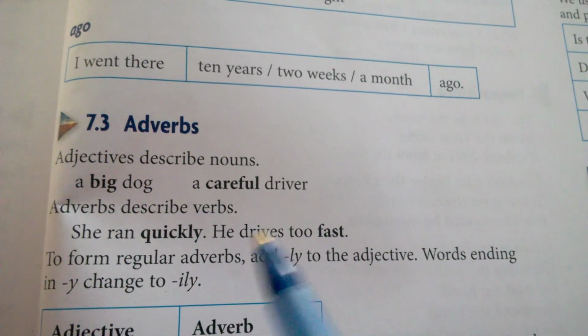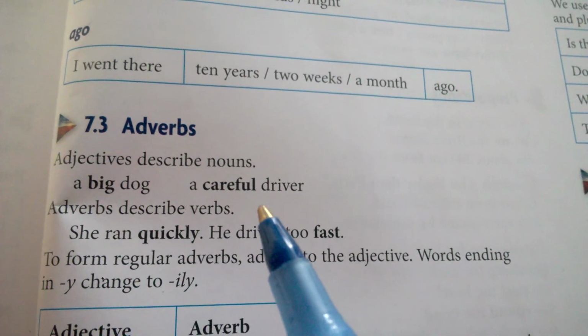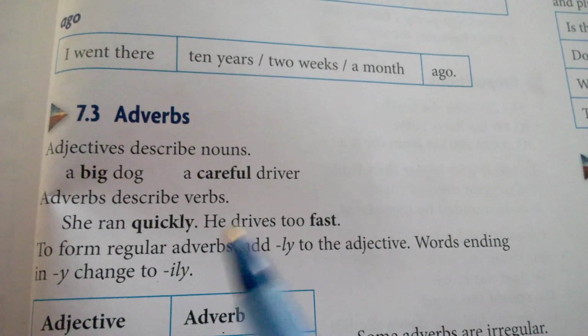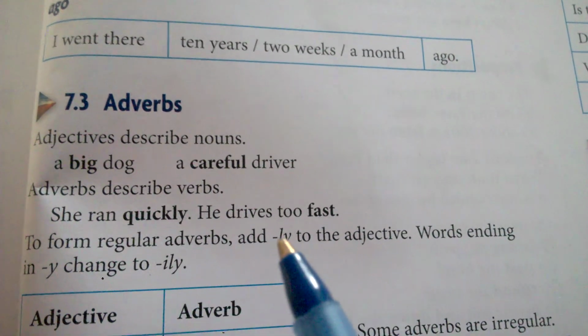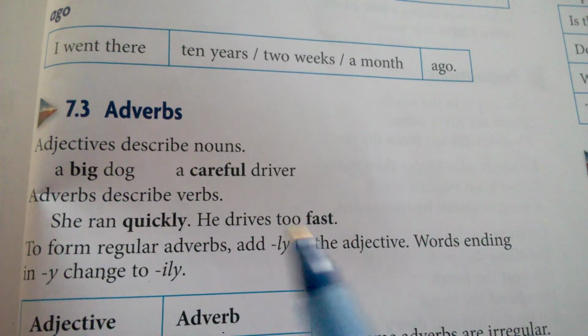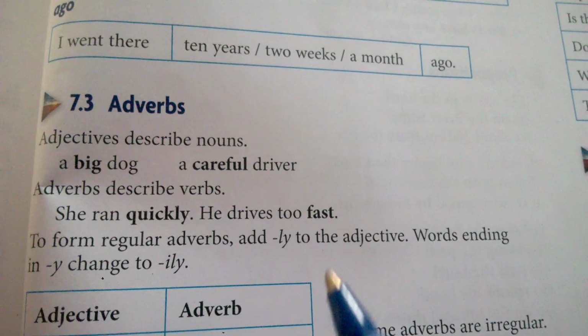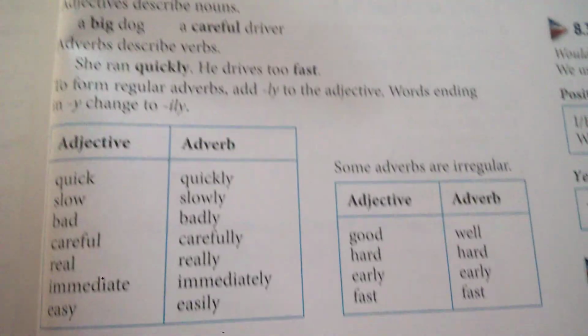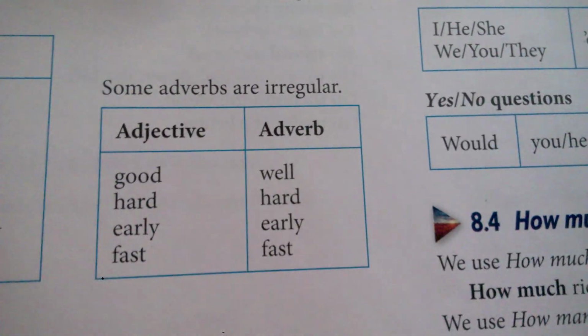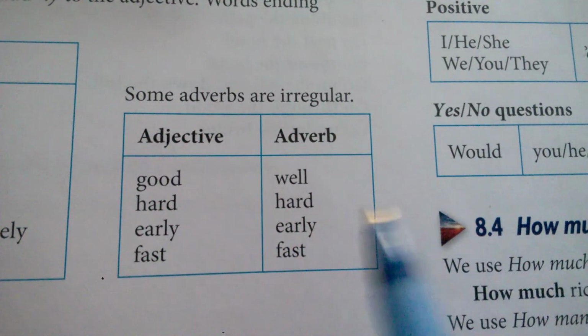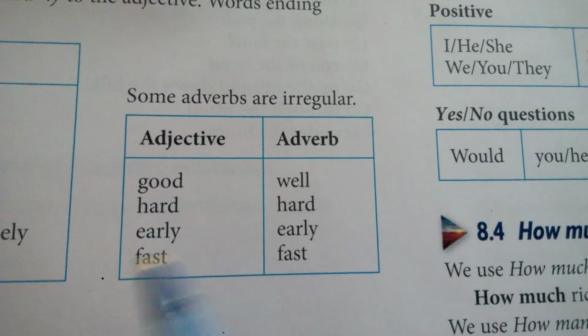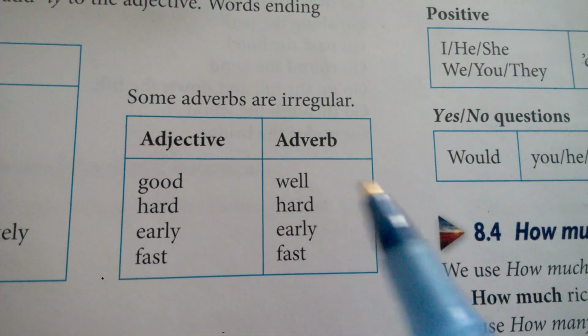There are some exceptions here. Fast, it says something about drives. So you'll probably say, why don't you say he drives too fastly? That doesn't do it. In English, this is an exception. This is irregular. So you just say he drives too fast. This is the list that you have to know. Because we don't go goodly or hardly or earlily or fastly. We go good and well, hard and hard, early, fast, fast.